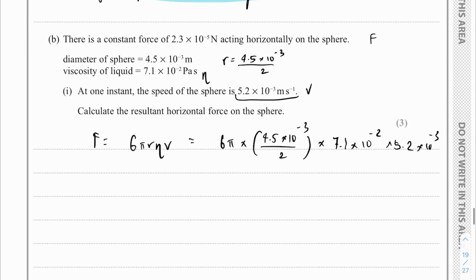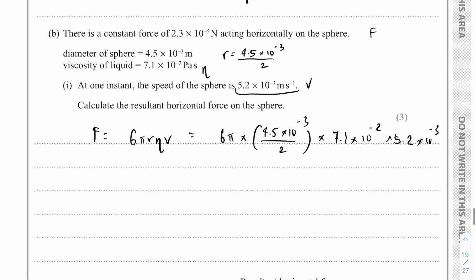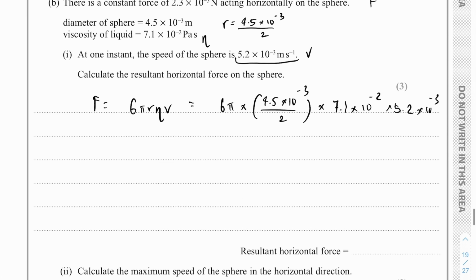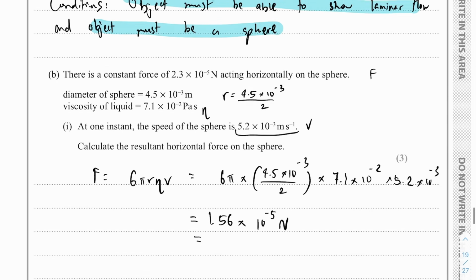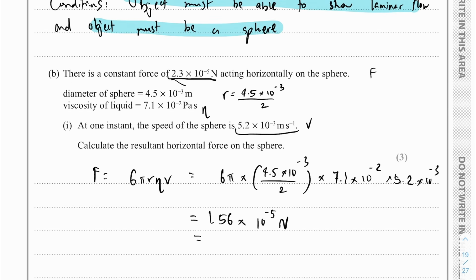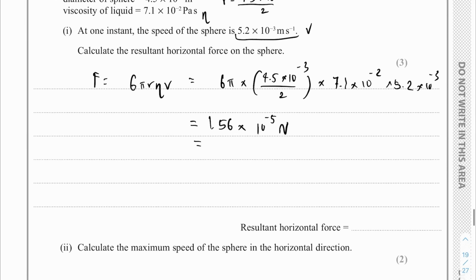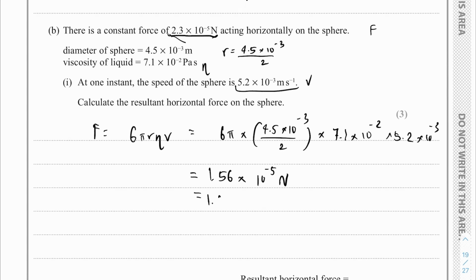So what does this give us? This gives us the force, which is 1.56 times 10 to the power of negative 5 newtons. Or we round it because we're also looking at this. This is the other force that's acting. So we should round it to that force. So that will be 1.6 times 10 to the power of negative 5 newtons.